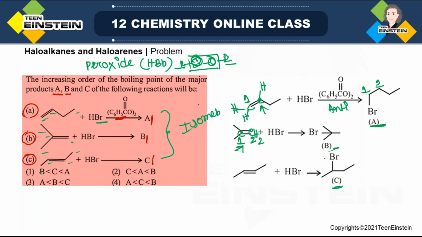So here maximum branching is present in B, so this will give you minimum boiling point. And minimum branching is present in A, so it will have maximum boiling point. And C is in between. So the order is A, C, then B, which you can find in option 1. So this is the order of boiling point.